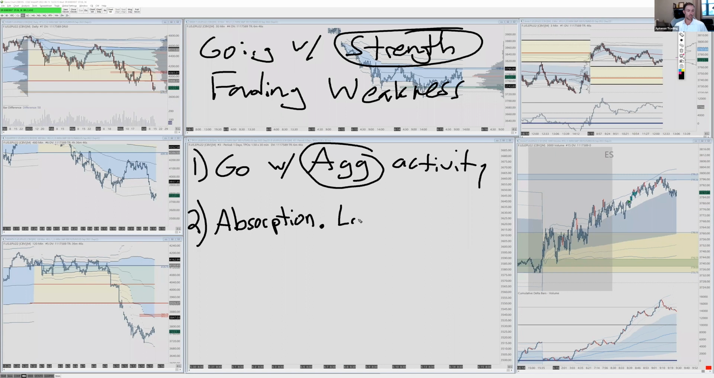We want to look for a squeeze that could be up or down. I know most of the time we talk about a short squeeze, right? That's up. But in this case, look for a stop out of the aggressive participants, right? So when I identify absorption, let's go back to our example.